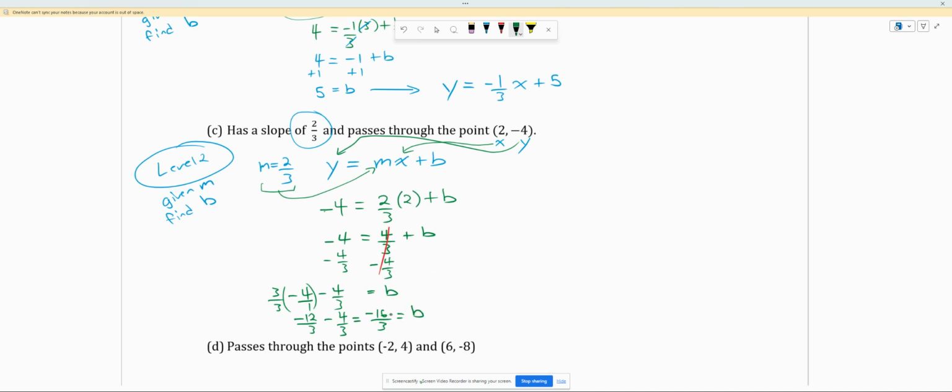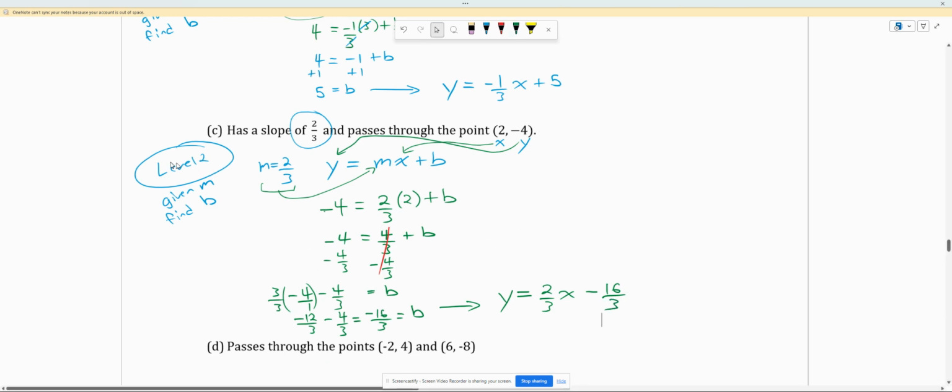And that is a reduced fraction. We can leave it as that. That's a perfectly good answer. So now that we know our b, we can write it in the general form with x and y. Y is equal to 2 over 3 times x minus 16 over 3.